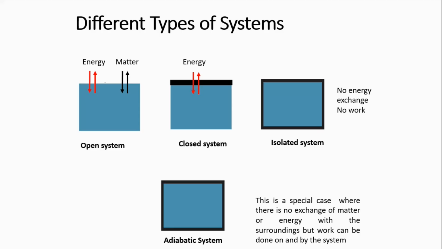Then we also have closed systems, which are not able to exchange matter, but they are able to exchange energy. Such a system is able to exchange energy, but not matter with its surroundings. We also have isolated systems. Isolated systems are not able to exchange anything with the surroundings. That is, they are not able to exchange matter, and they are not able to exchange energy with their surroundings. These systems are kind of difficult to put together. They are more theoretical in nature.